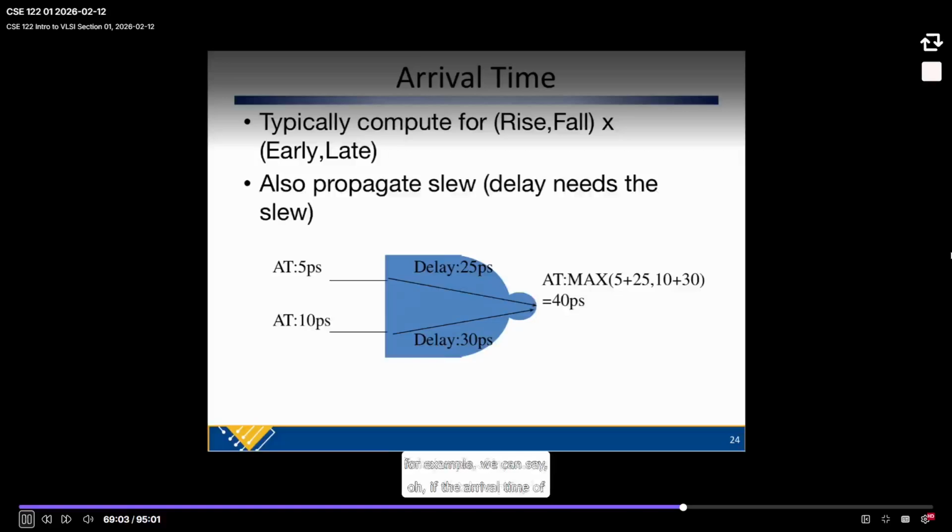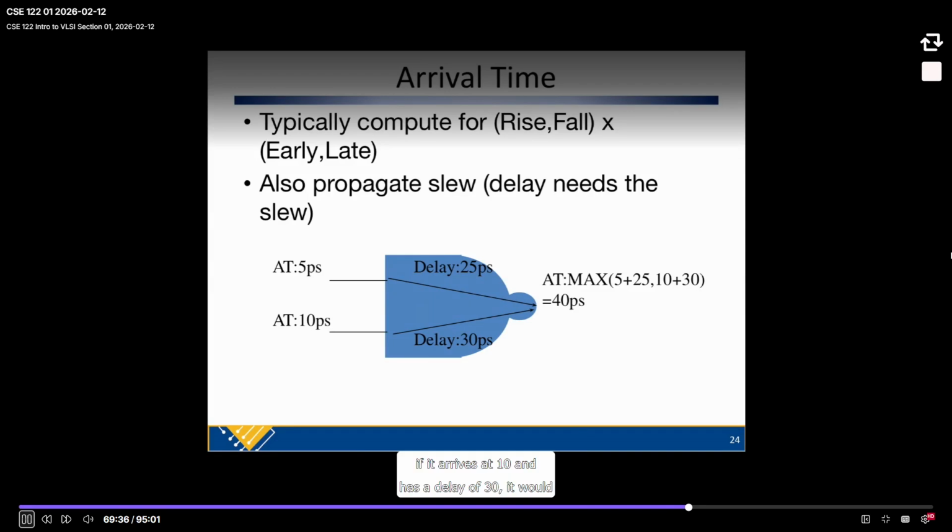So if we take a gate, for example, we can say, if the arrival time of the A pin is 5 picoseconds and the B pin is 10 picoseconds, well, we know that the A pin has a different delay than the B pin. Remember, depending on whether it's in the pull-down stack on the bottom or top and some other things, you have different delays for different input pins. So let's say they're slightly different. We know that the arrival of the top one is 5, has a delay of 25, so it would get to the output at 30.